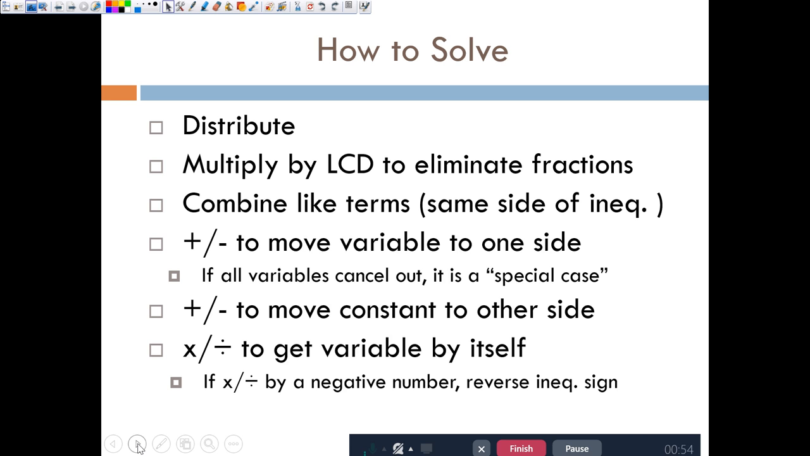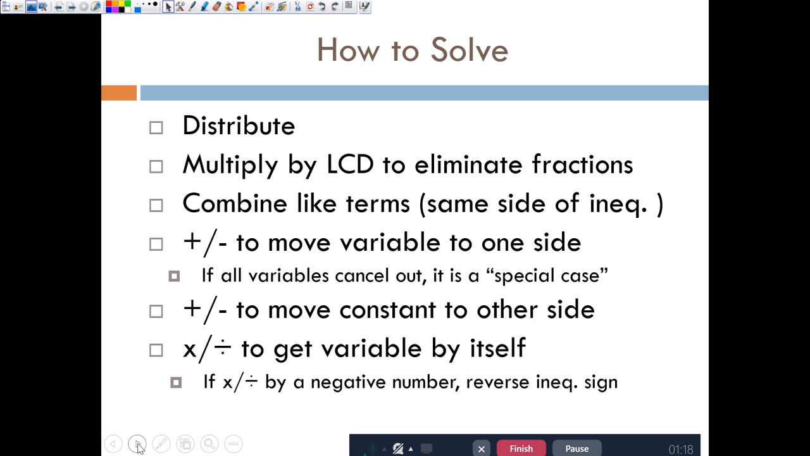If all variables cancel out, it is a special case. So remember that if the variables canceled out and it created a true statement beforehand, like for example 2 equals 2, that was all real numbers. And so in this case, if we have something that is a true statement, it's also going to be all real numbers. If it's not a true statement, then it's going to be no solution.